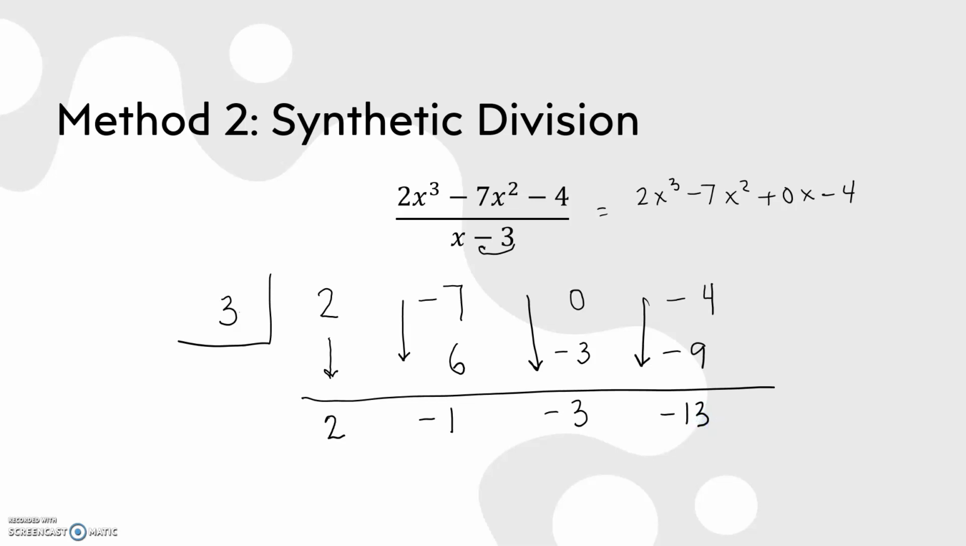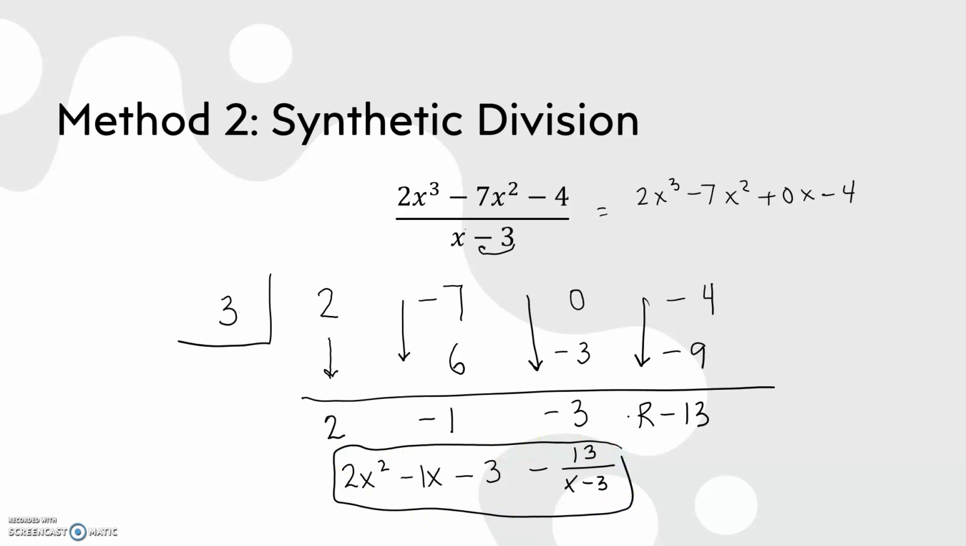When I write my answer, I know that my degree will be 2, so my answer is going to be 2x squared minus x minus 3. This is a 1x, if you want to write that. And then my remainder is -13, so I'm going to write that as -13 over x minus 3.